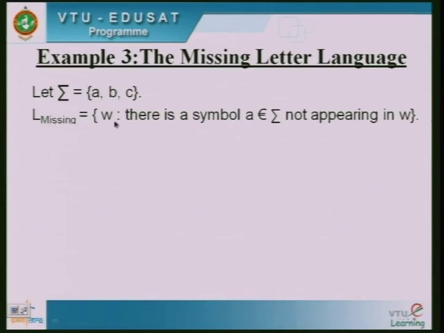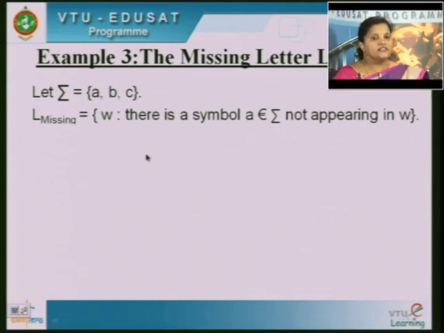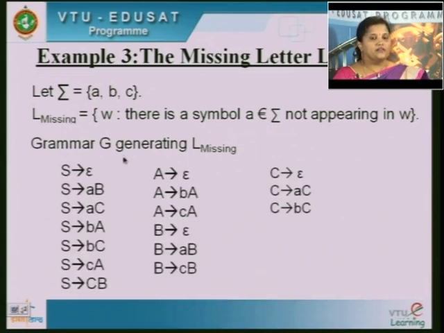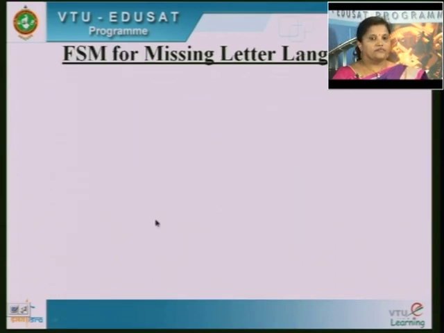It consists of strings W such that there is a symbol A which belongs to sigma not appearing in W. That means out of these three, any single symbol is missing, it should reach the final state. Okay. So the grammar G for generating L missing has these many productions. So this is the grammar. Now using this grammar, you should construct the FSM.